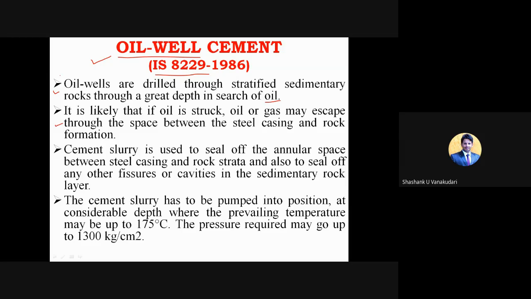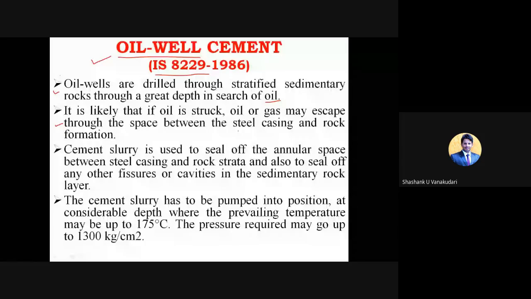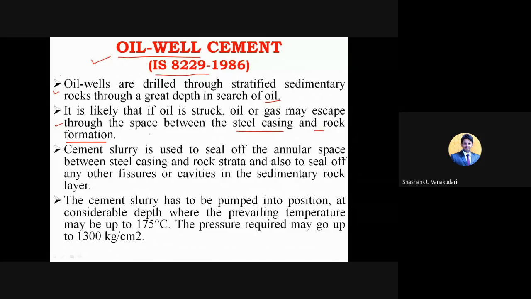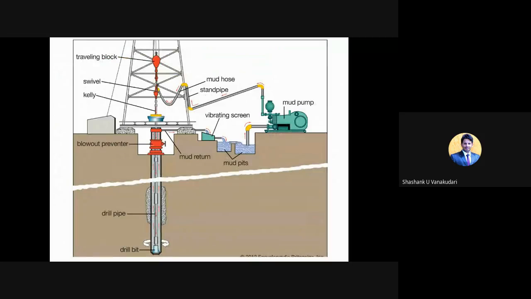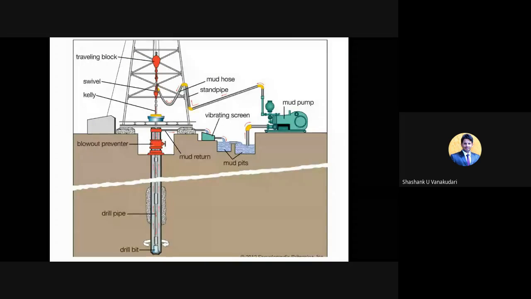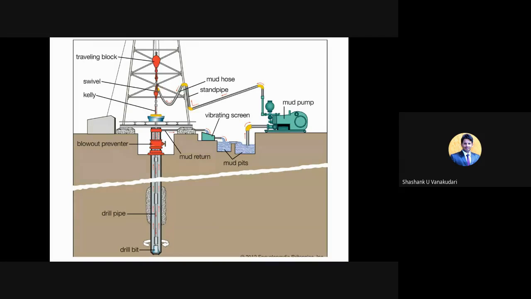Here it is likely that if oil or gas is struck, it may escape through the space between the steel casing and the rock formation. You can't expect what nature of ground is there below the earth surface. You can refer to this diagram. This is an oil well, the process of how they extract the oil. It's just for general purposes, to understand the concept of why they require oil well cement. These diagrams won't be asked in the exams, I am showing you this just for your understanding.